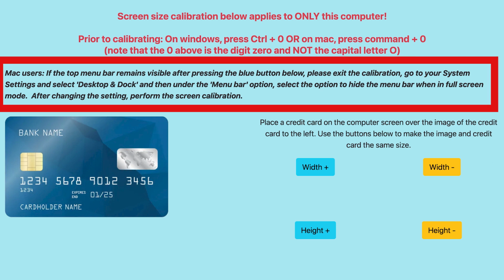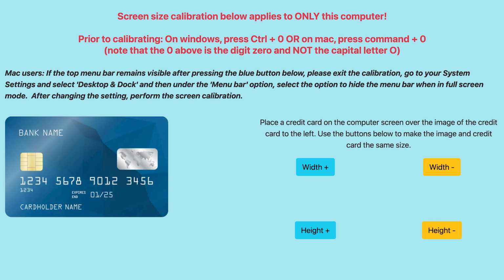Please note that if you are a Mac user, you will need to follow the on-page instructions to adjust your system settings that will hide the menu bar when entering full screen mode. The calibration process is only required one time, but must be performed on each device prior to screenings.